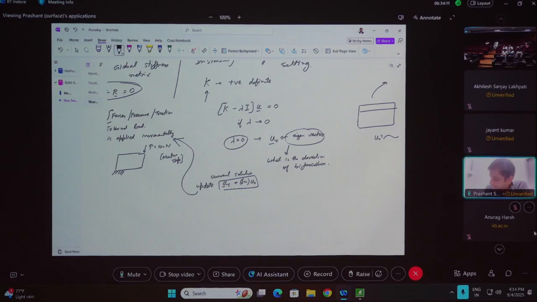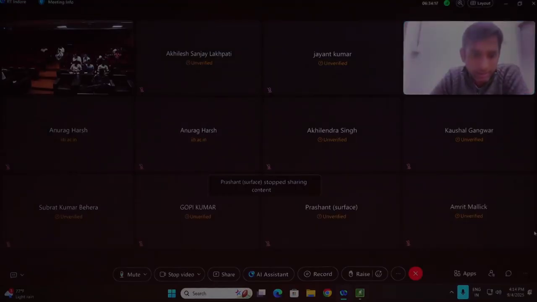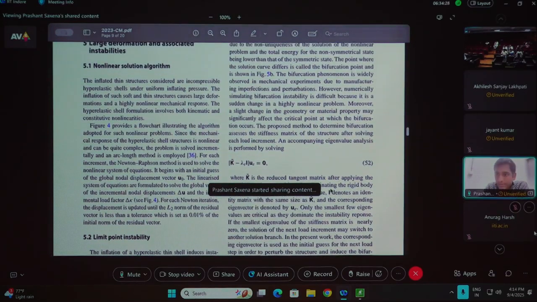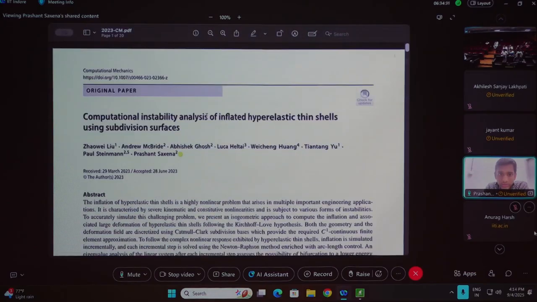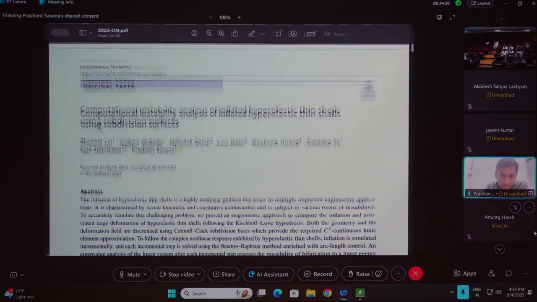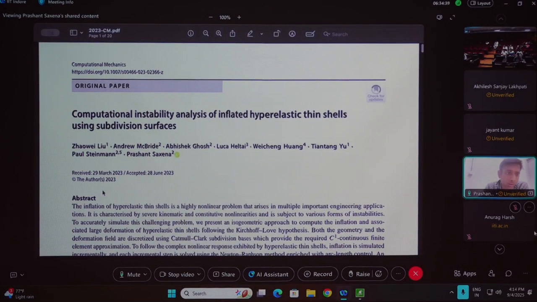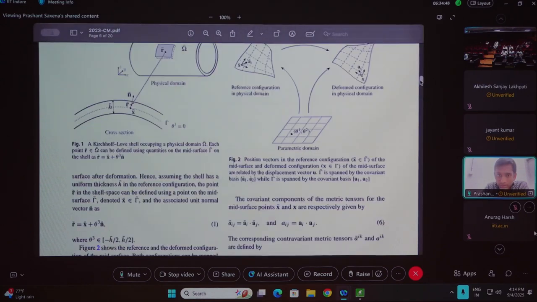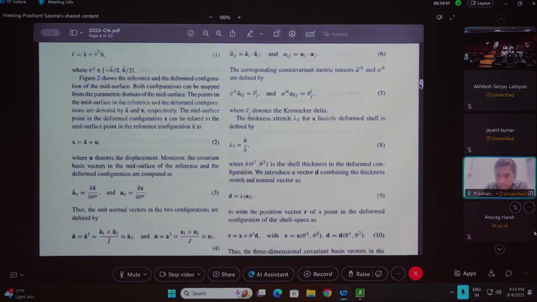So let me quickly share my other screen. This is the paper that I want to show you. This is the paper that we published a couple of years ago. And I would highly recommend, if you're interested in this kind of topic, it's a nice paper. It's also open access, so anybody can access that. I would skip a lot of details. You can see all the shell model, shell theory details here later on.